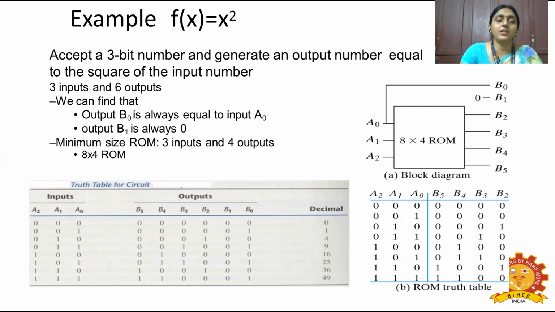So we can find the output B0 is always equal to input A0 and output B1 is always 0. The minimum size ROM, 3 inputs and 4 outputs, that is 8 cross 4 ROM, is being used.